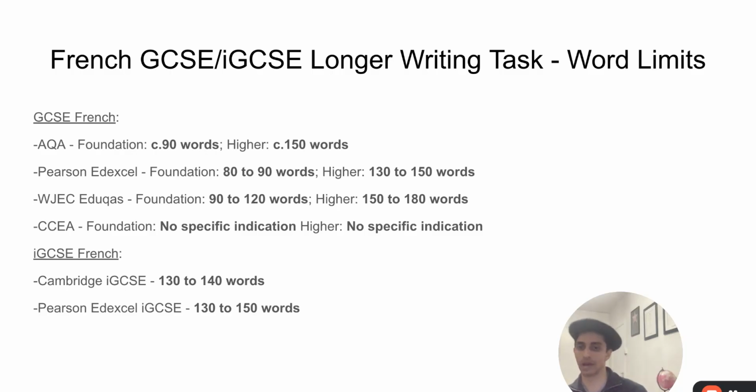iGCSE exam boards do not have a distinction between foundation or higher tier, and Pearson Edexcel iGCSE, still in July 2025 at least, remains somewhat exceptional in that it has a combined reading and writing paper. They're together in just one paper, those two skills. But I would make a note of the word limit for your particular exam board, and you can always check these details on the website of your exam board too.